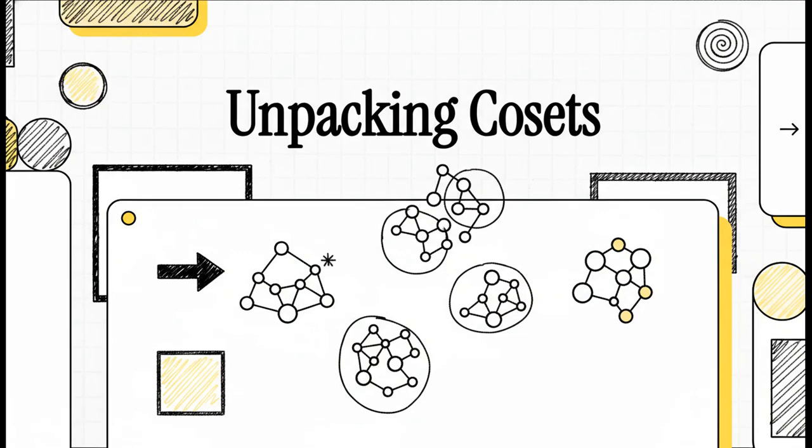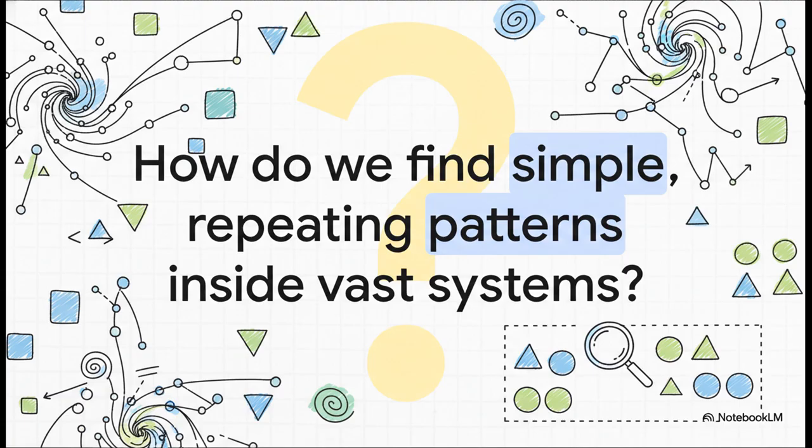Hey everyone, welcome. Today we're going to unpack a really beautiful and honestly super elegant concept from abstract algebra, the coset. So let's just jump right in with a big question. How in the world do we find simple repeating patterns inside these enormous, complicated systems? This is the kind of puzzle that gets mathematicians really excited, and as you'll see, cosets are one of their most powerful tools for cracking it.